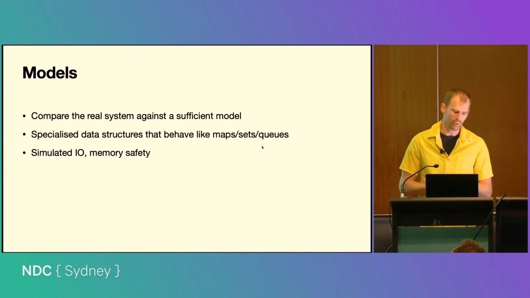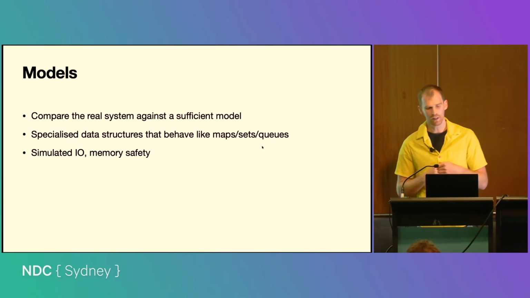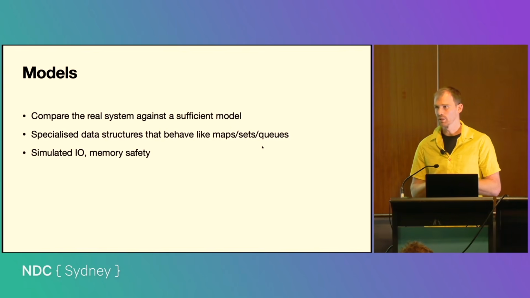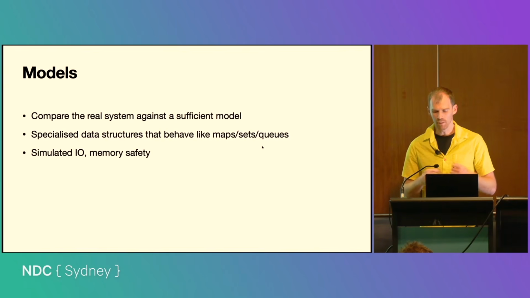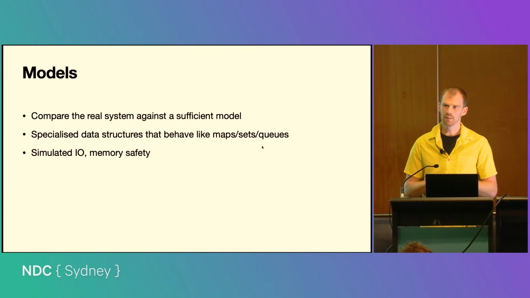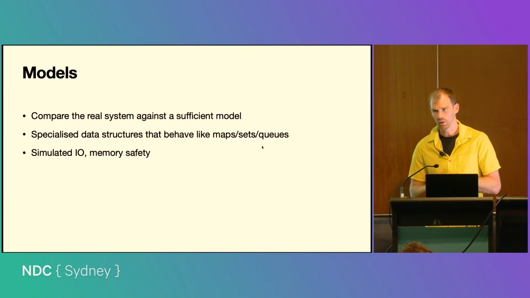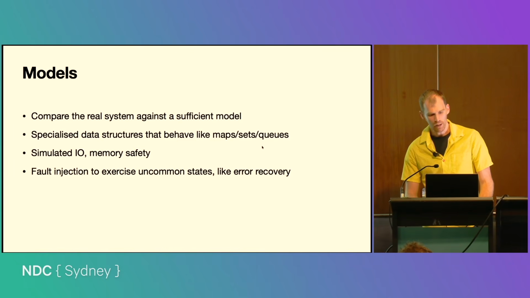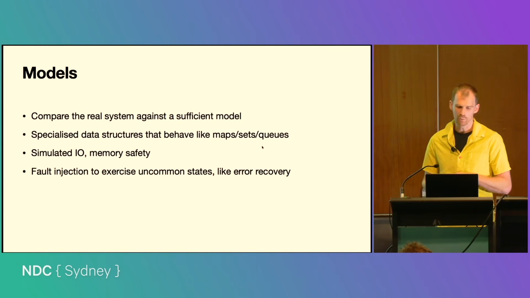They're also good for simulating things, so simulating I/O failures, memory safety. So in Rust, there is a tool called Miri, which is like a memory tester. It simulates a memory model and runs your code against it, and it catches violations for memory safety. So we use it for fault injection as well.